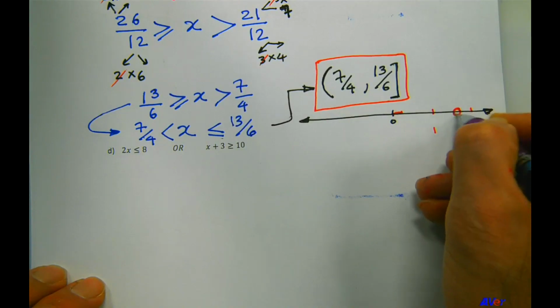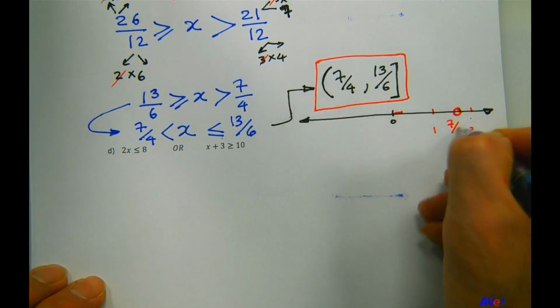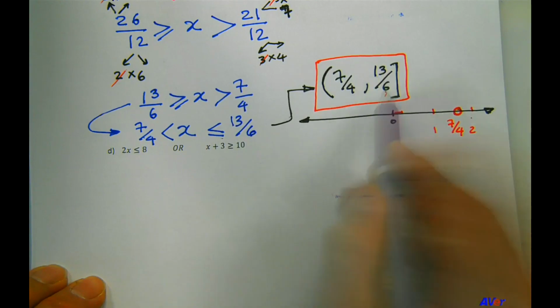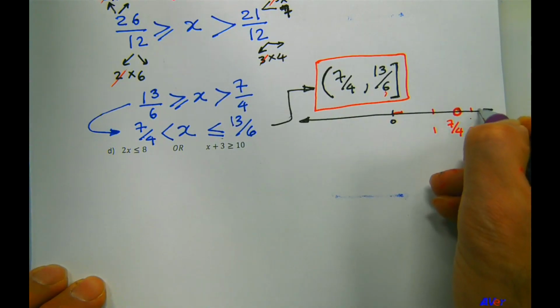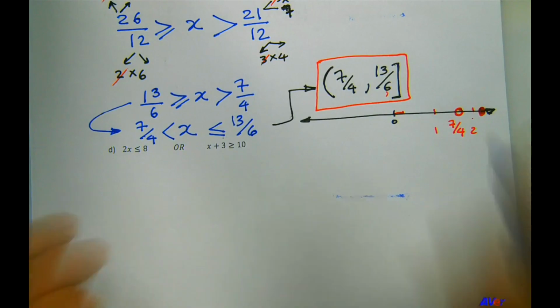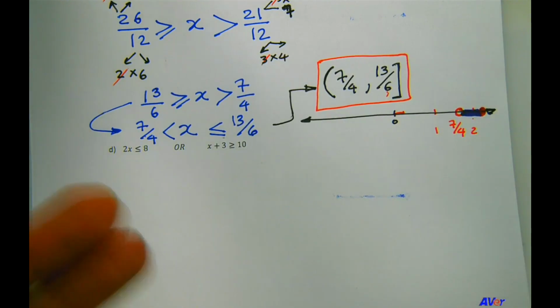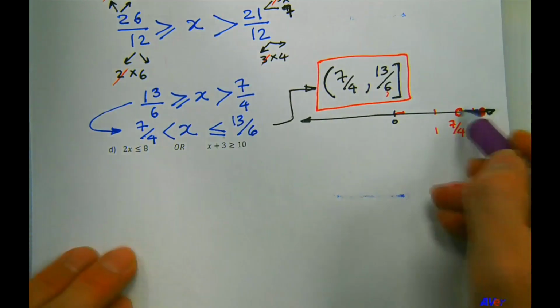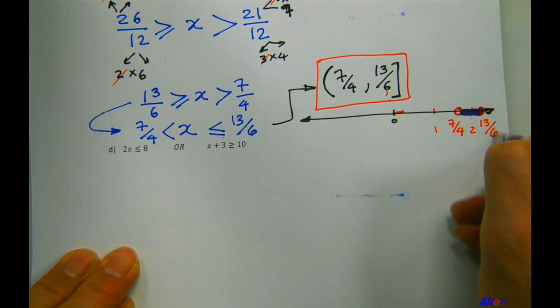Let's say here. And I'm going to put a hollow circle there because 7 over 4 is not part of the solution. And then 13 over 6 is roughly 2.16 or 2.17, so it'll be right here, and that one is included in the solution, so I'm going to put a filled-in circle. Graphing this one was not quite easy because they're so close to each other. Just notice the hollow circle on this side and the filled-in circle on that side, and that would be 13 over 6.